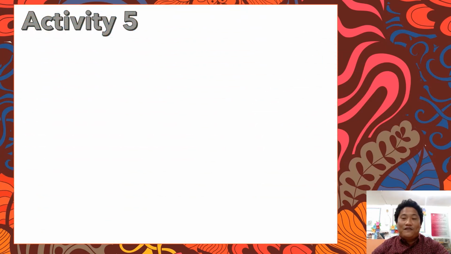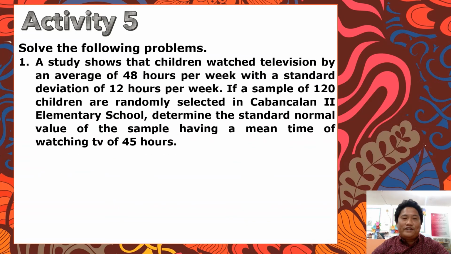Now, it's your turn to do the solving. For activity number 5, solve the problems. For the first problem, a study shows that children watch television an average of 40 hours per week with a standard deviation of 12 hours per week. If a sample of 100 children is randomly selected in Kabangkalan 2 Elementary School, determine the standard normal value of the sample having a mean time of watching TV of 45 hours.